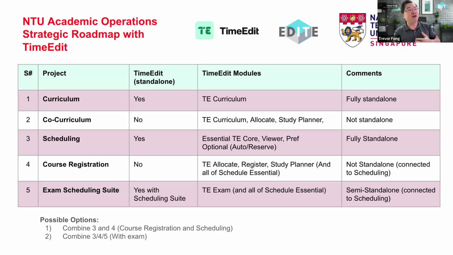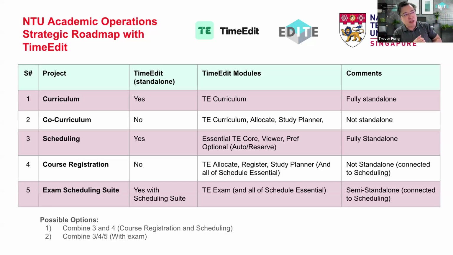For co-curriculum, it's a bit different. You need a kind of mesh of the modules. So for example, you need curriculum, allocate, and study planner for it to work. For scheduling, I think you're quite familiar. You don't need curriculum, you don't need allocate. All you need is core, viewer, preferences, and of course, optional, you have auto reserve. So that we consider as a standalone. You don't need to actually get our curriculum planner, you don't need to get our study planner and all the other modules.